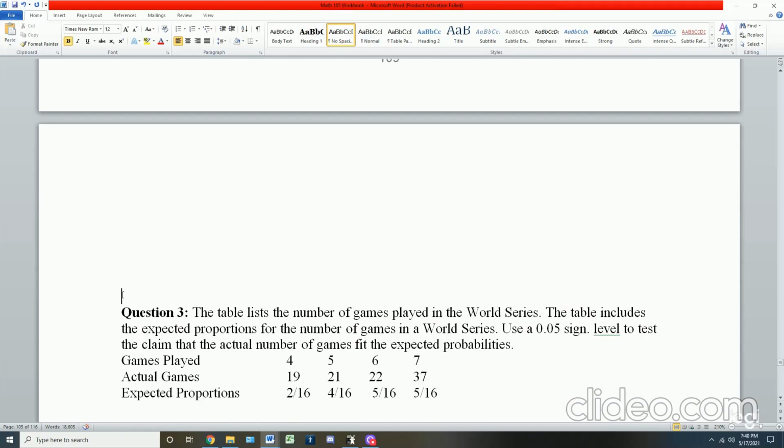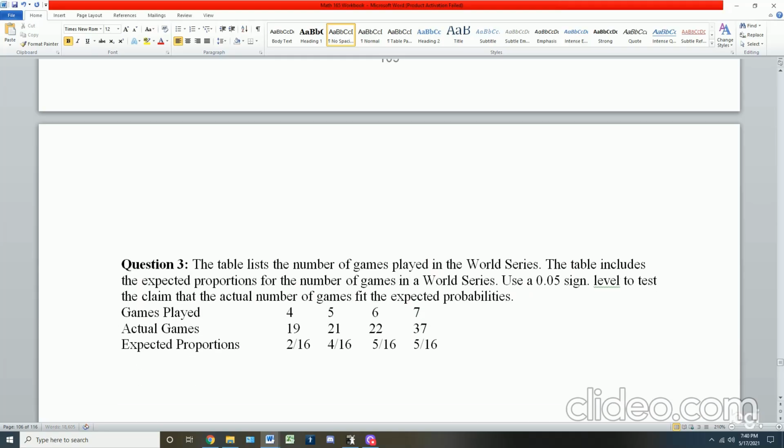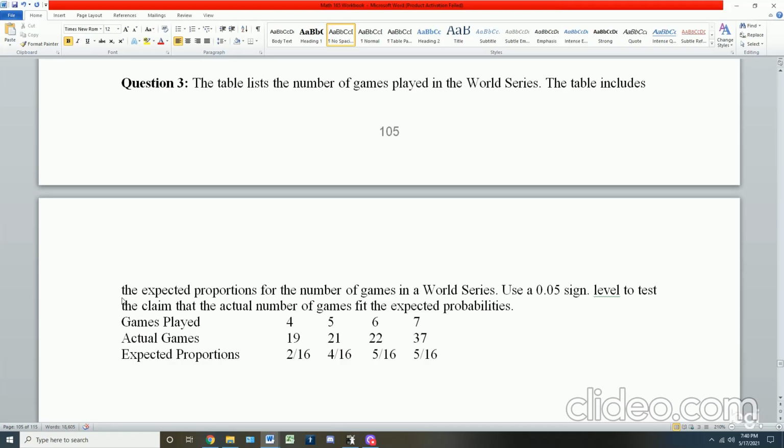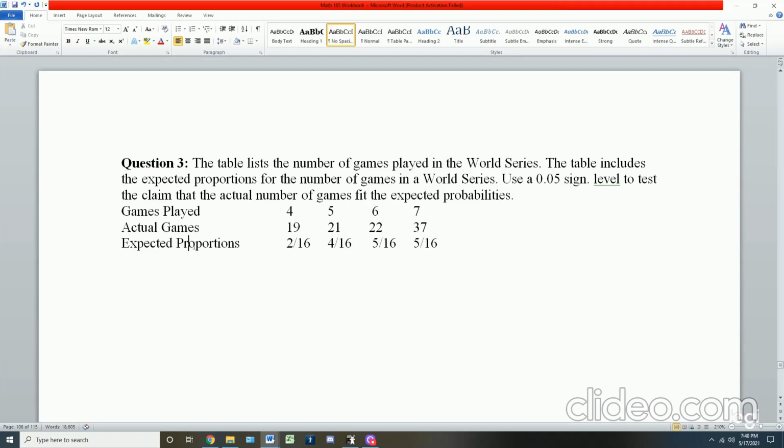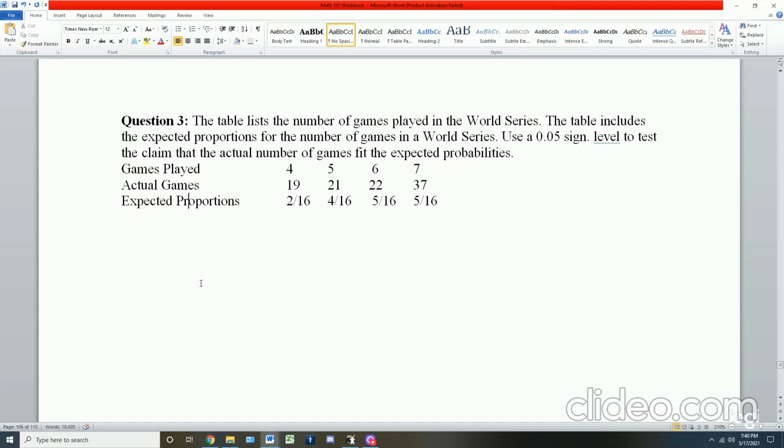Right, so let's do one more. And I want to show you guys what if you're given something a little bit tweaked. So this one says, if you're a baseball fan, it's an interesting question for you guys: the table lists the number of games played in the World Series. The table includes the expected proportions for the number of games in a World Series. Use a 0.05 significance level to test the claim that the actual number of games fit the expected probabilities.